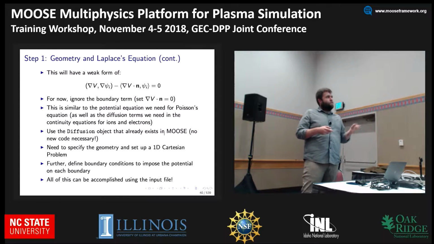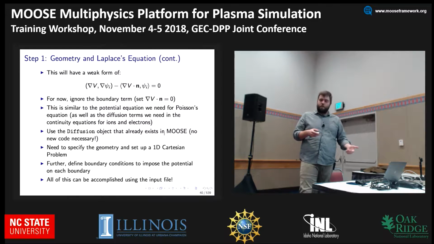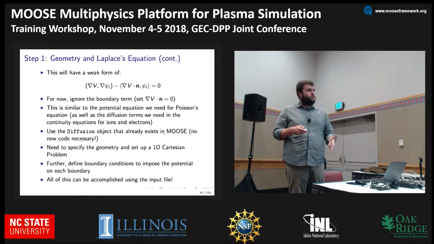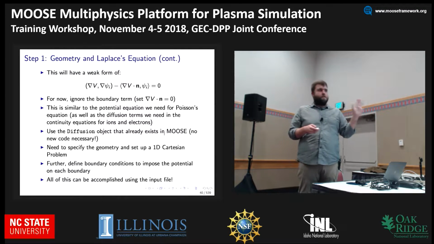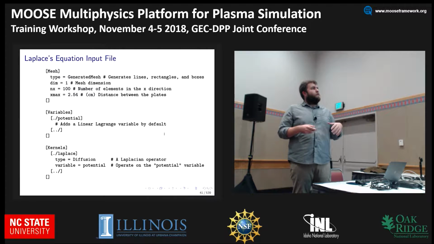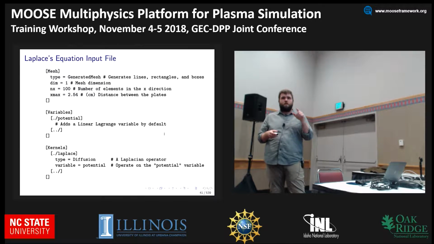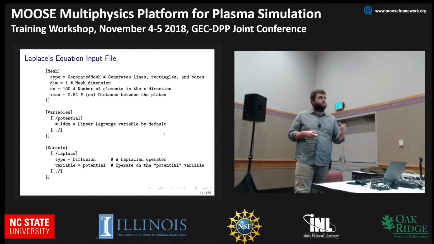All we need to do is specify the geometry and set up a 1D Cartesian problem, and define the boundary conditions that we want to pose on those boundaries. We can do all of that inside the input file for this step without making anything new. This is a chunk of a MOOS input file, and if you want to look at this on your computer, it's in the tutorial application under step 1.